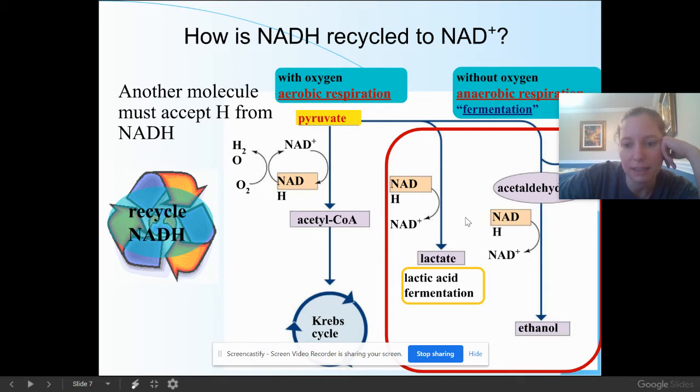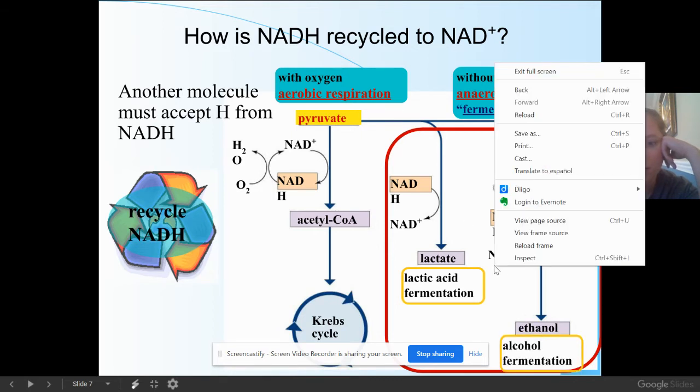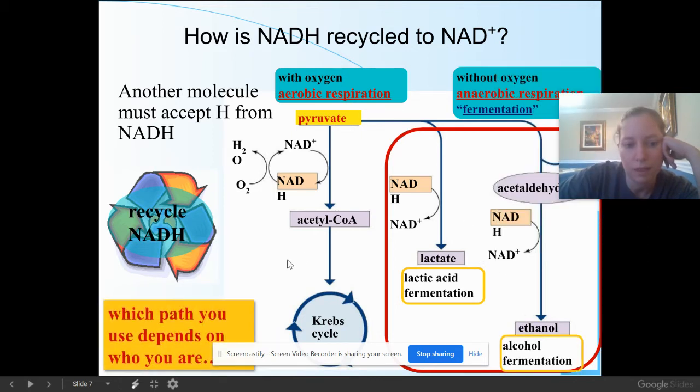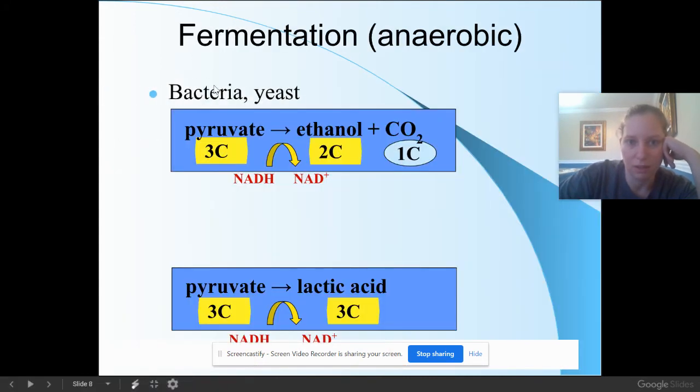So that's lactic acid fermentation. This is alcohol fermentation. So the path that you use, generally we do this one with oxygen, but we also have enzymes to do lactic acid fermentation. It just depends on what enzymes you have available to you. So it's very organism dependent.